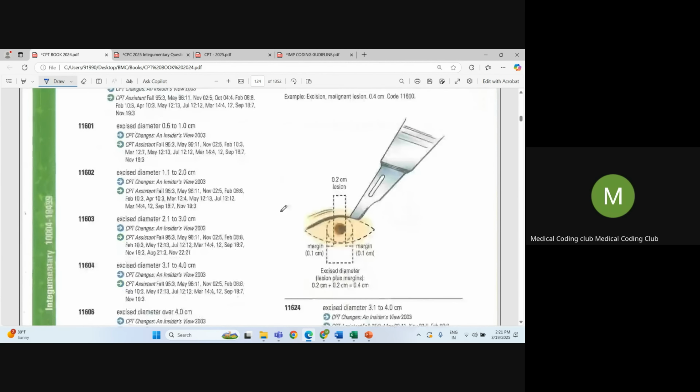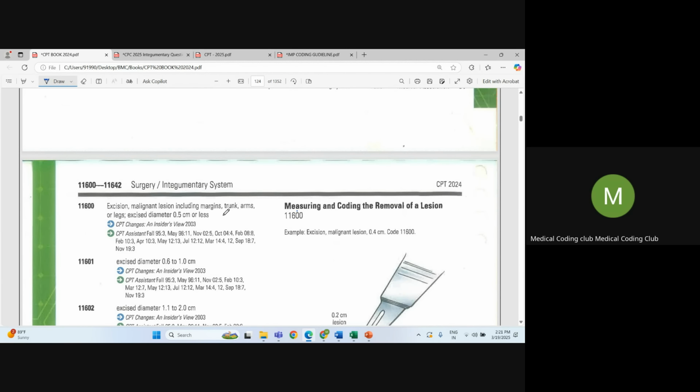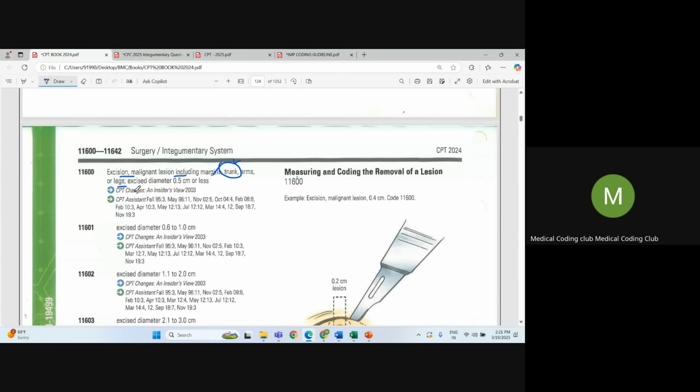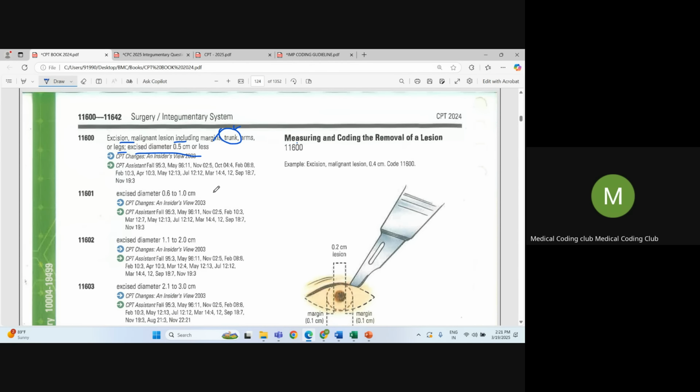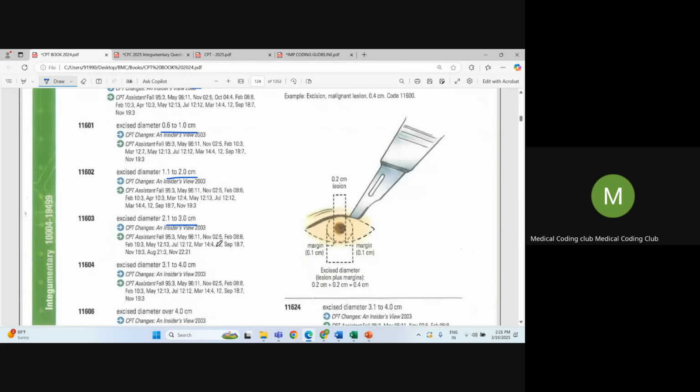So here is an excision procedure. The location is back. Back means trunk location. 11600 says excision of malignant lesion including margin, trunk, arm or leg location, excised diameter 0.5 centimeter or less. The next codes will vary on the centimeter of the lesion.